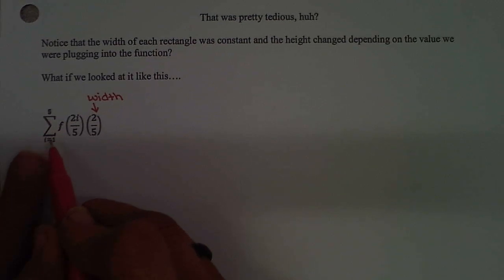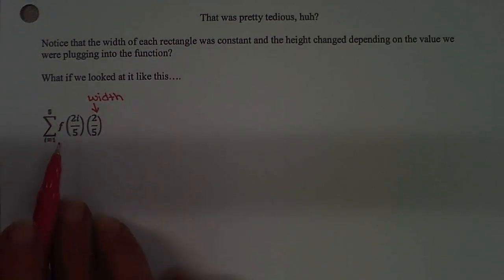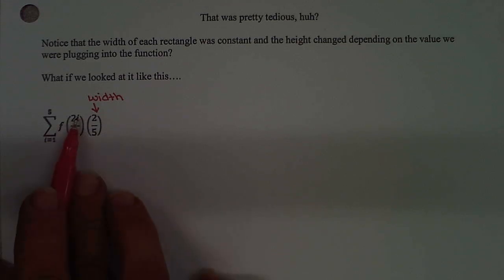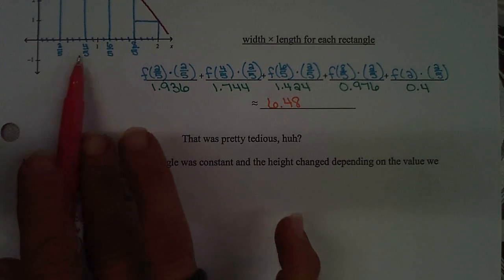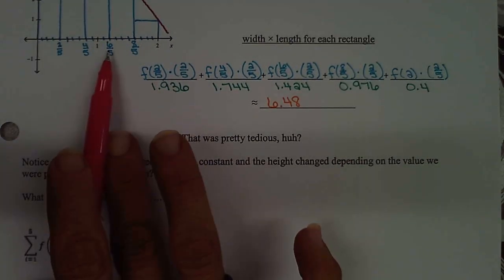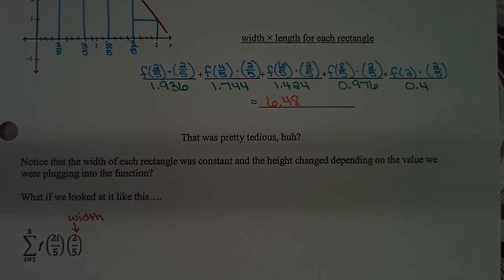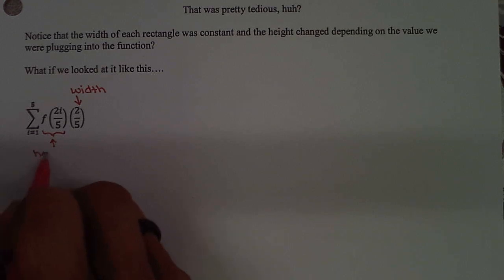So if I do my summation here and start with a 1, I would be plugging in a 2/5. Then if I plug in a 2, I would be adding that second 2/5, or moving to the second rectangle. If I plug in i equals 3, I'm moving to the third rectangle, all the way to the end at 5 for those 5 different rectangles. So this part here is going to be our height.